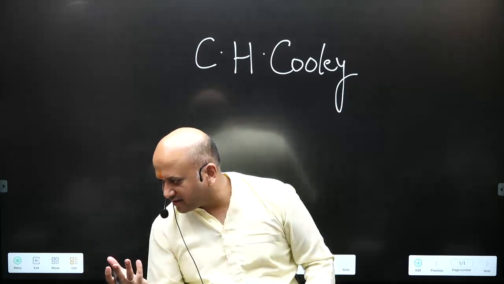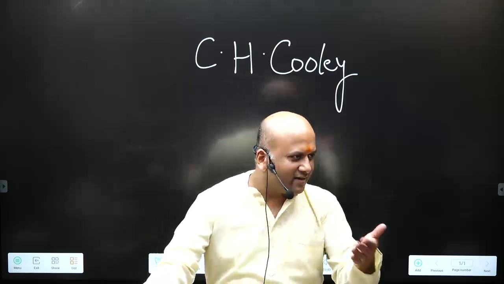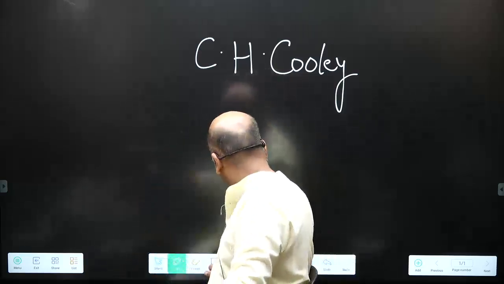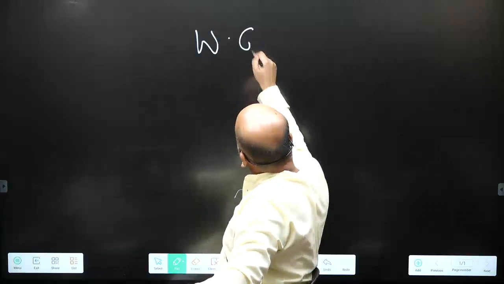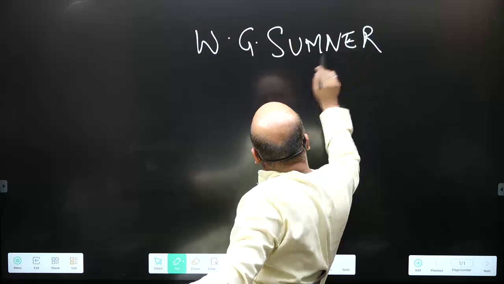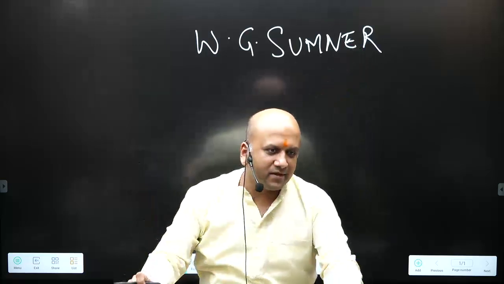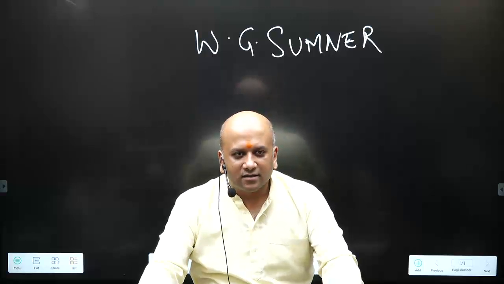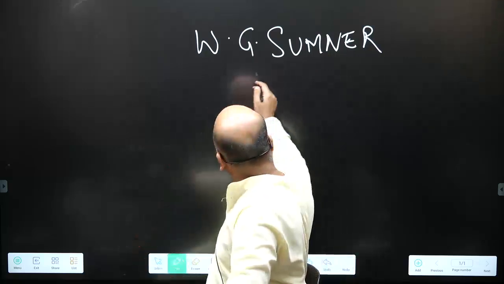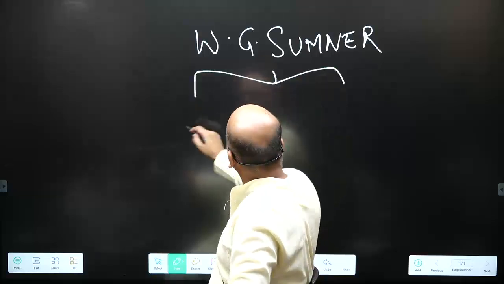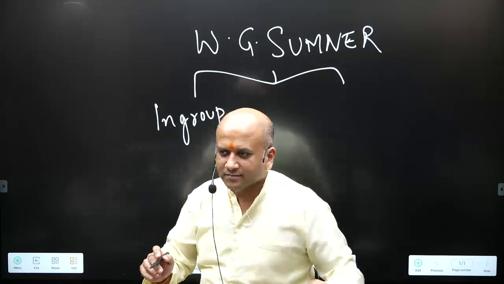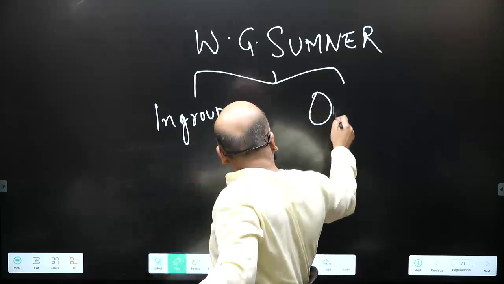Another student is asking, are there any other classifications of social groups? So yes, there are, as follows. William Graham Sumner has classified social groups into, and the spelling is Sumner, not Summer, how many types? Two types. In groups and, yes, very good, out groups.